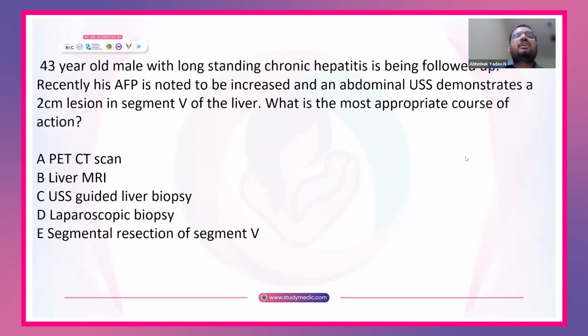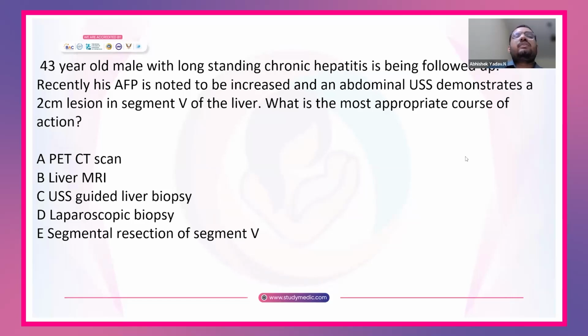So one MCQ: a 43-year-old man with long-standing chronic hepatitis is being followed up. His recent AFP values are noted to be increased. An abdominal ultrasound demonstrates a 2 centimeter lesion in segment V of the liver. What is the most appropriate course of action? The options are PET CT scan, liver MRI, liver biopsy, laparoscopic biopsy, or segmental resection of the involved segment.